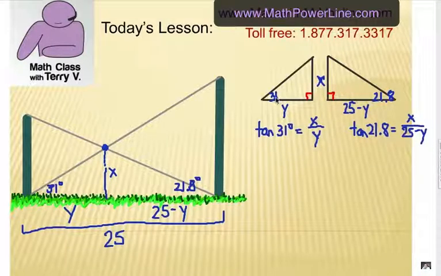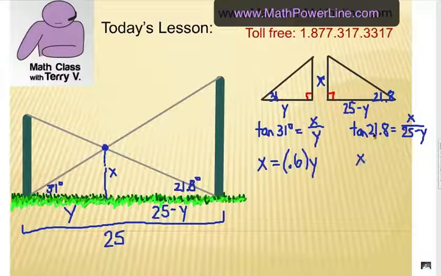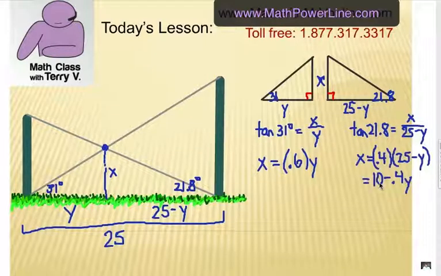The tangent of that 31 degree angle is opposite over adjacent, so x over y. The tangent of this 21.8 degree angle is opposite over adjacent, so it's x over 25 minus y. Now I'm going to get x by itself here, so I'm going to multiply in this equation the tangent 31 times y. Now tangent 31, when you put it in your calculator, is going to be about 0.6. And if I multiply tangent of 21.8 times 25 minus y, that's actually going to be 10 minus 0.4y. Okay, I do the distributive property there.